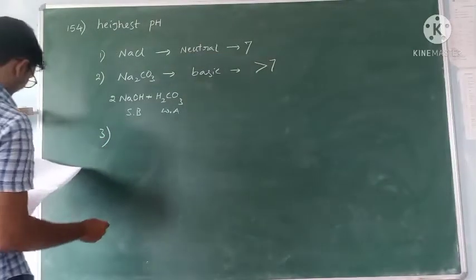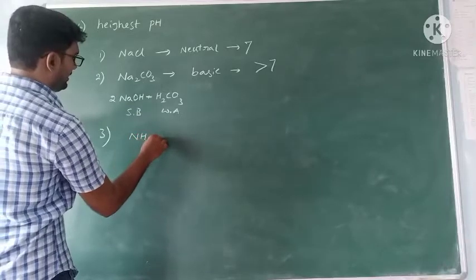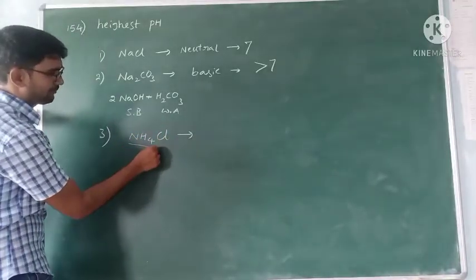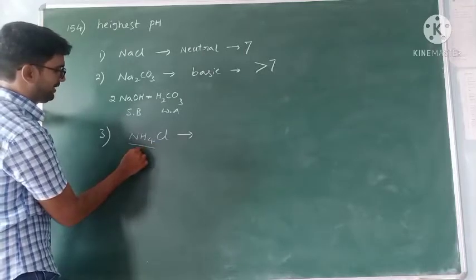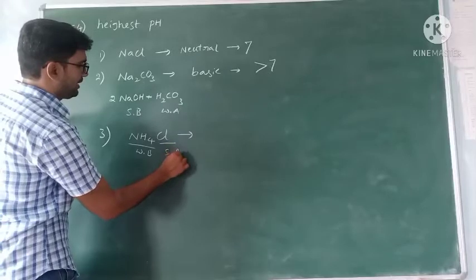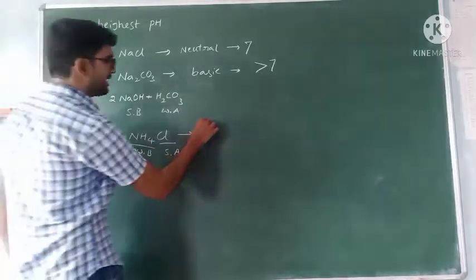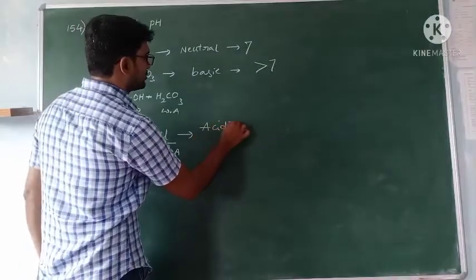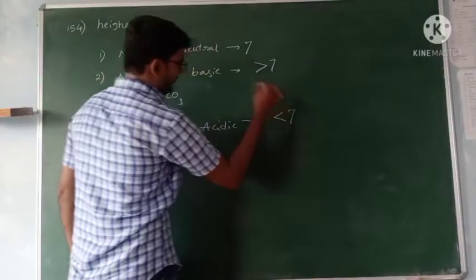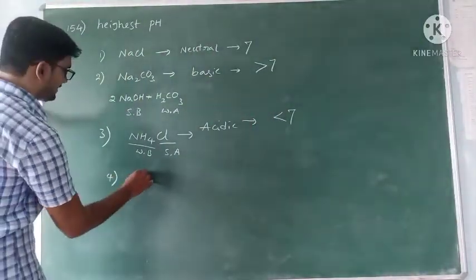Third option, NH4Cl. NH4 is coming from NH4OH, a weak base. Cl is coming from HCl, so strong acid. So it is a salt of strong acid and weak base. Then what is the nature? Acidic nature. Acidic nature means pH value less than 7.